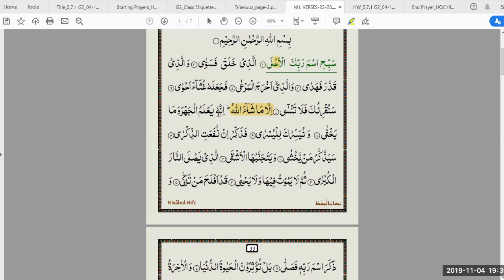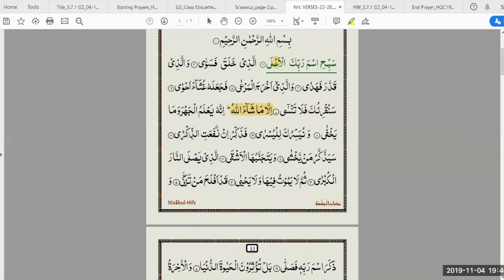Innahu ya'lamul jahra wa ma yakhfa. Good. And can you please read this one? Fa dhakkir in nafa'at adh-dhikra.